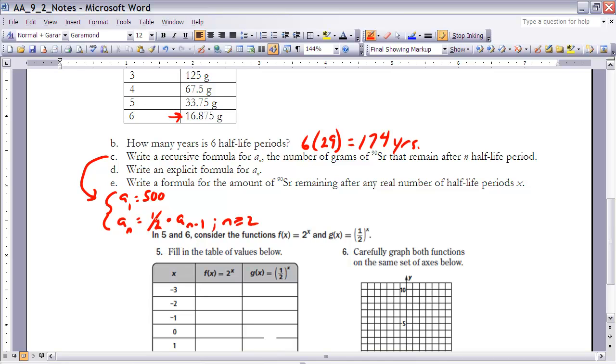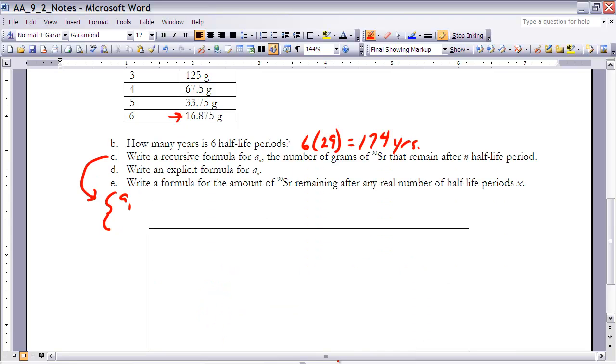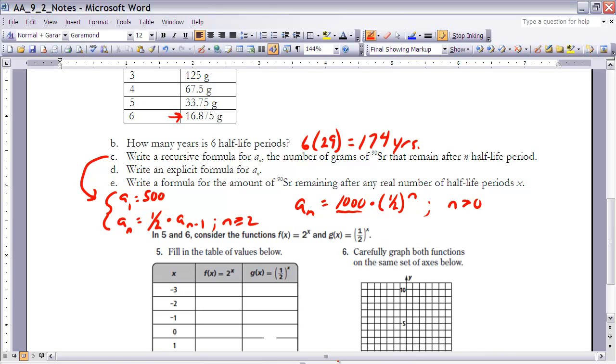And then part D says, let's write it explicitly. And here I'm going to set mine up so that n is greater than or equal to 0. If I set it up in such a way, then I can have my starting value be that 1000. Just like I said, we could actually do that recursively as well. I could have my starting value be 1000, and then instead of n minus 1, I would just have n, because n has to be greater than or equal to 0. So this would be an explicit way of writing that.